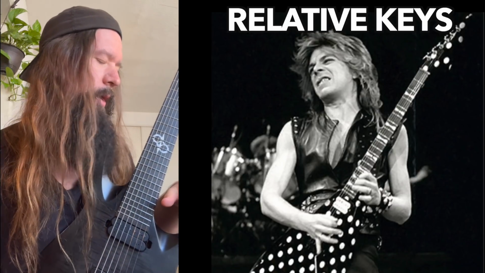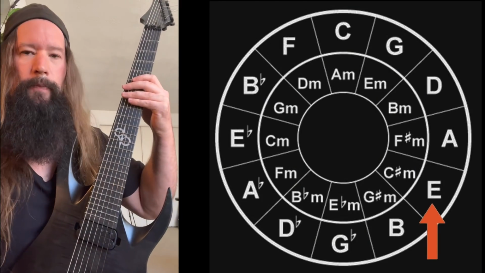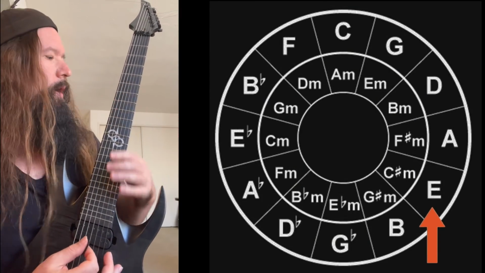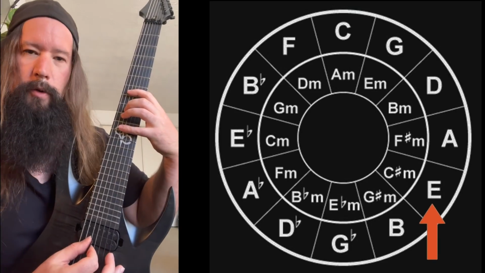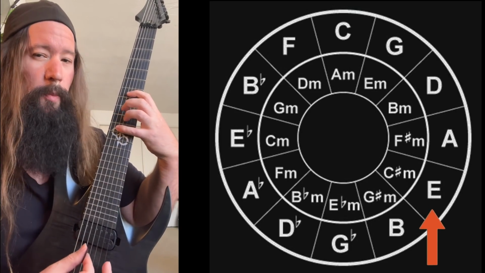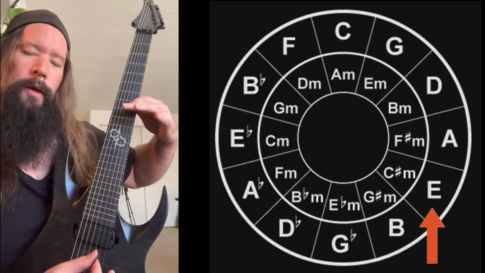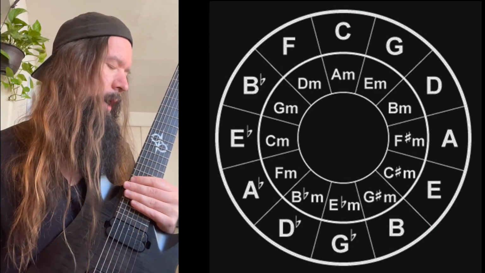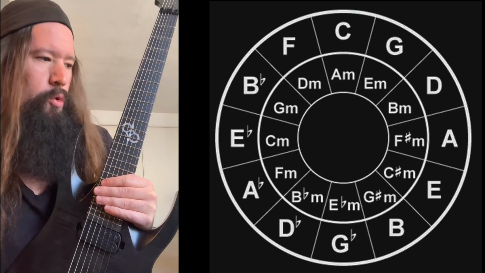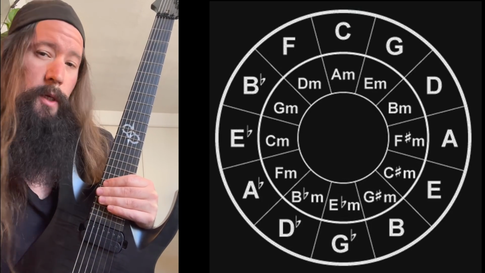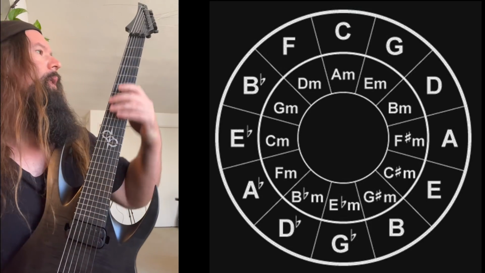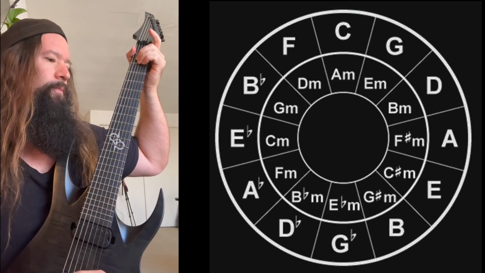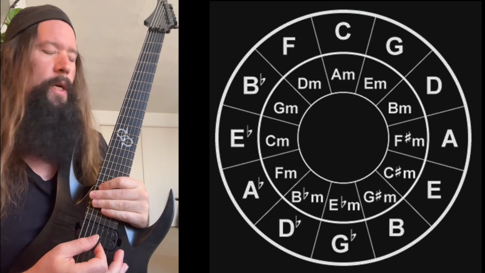All right, last key we're going to do is E. So A, B, C, D, E. Now from E, our major scale goes like this: E, F sharp, G sharp, A, B, C sharp, and D sharp. Now, the key of E, man, what can you say about this? This is a fantastic key to play in. And because you've got the open low E string, a lot of riffs use this key.